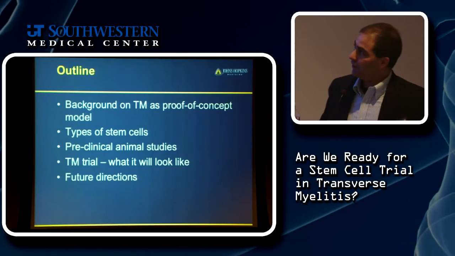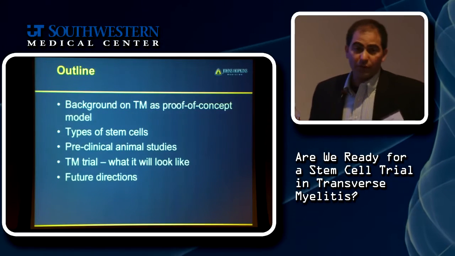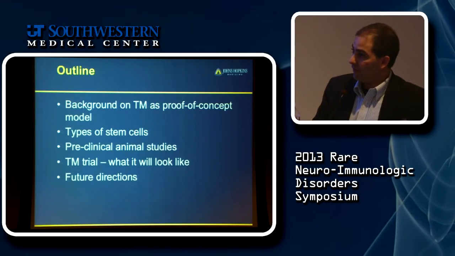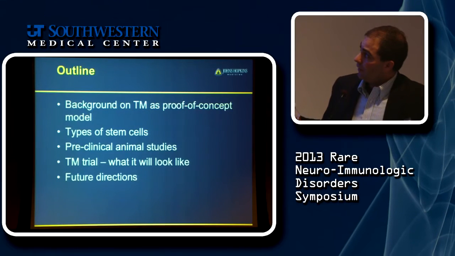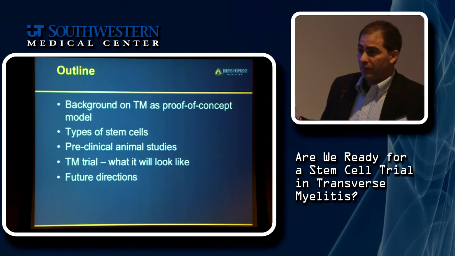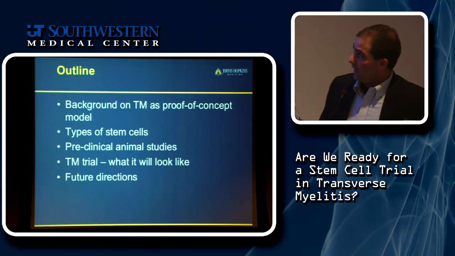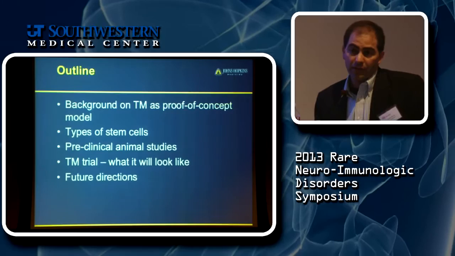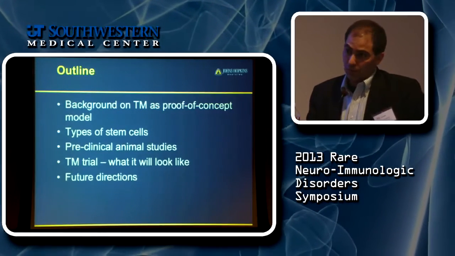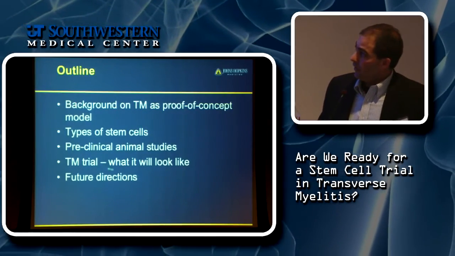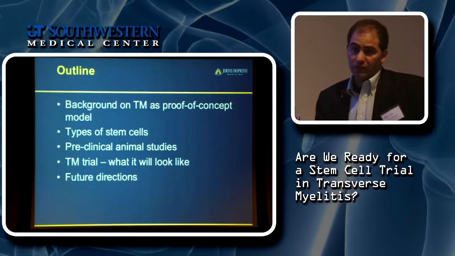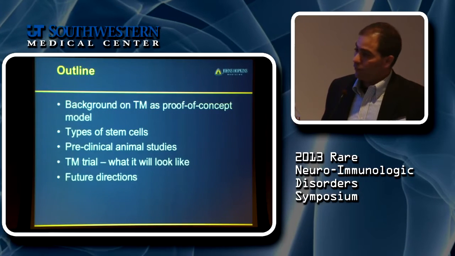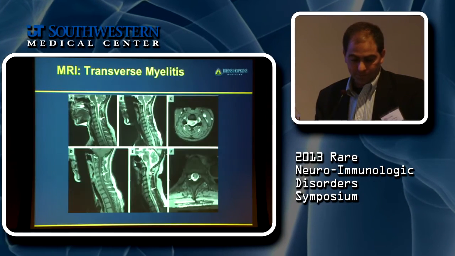And so what I'd like to cover today is to discuss why transverse myelitis is a good proof of concept model. Dr. Greenberg did an excellent job of this. I'm basically going to emphasize a few of his points. I'll introduce the types of stem cells that we use that may be useful in TM and NMO. I'll show you some of our preclinical animal studies. Animal models are critical to moving towards a human trial. The human trial is in preparation in parallel with these animal studies, so I'll tell you what that will look like. And then some futuristic ideas that we've been working on as well.